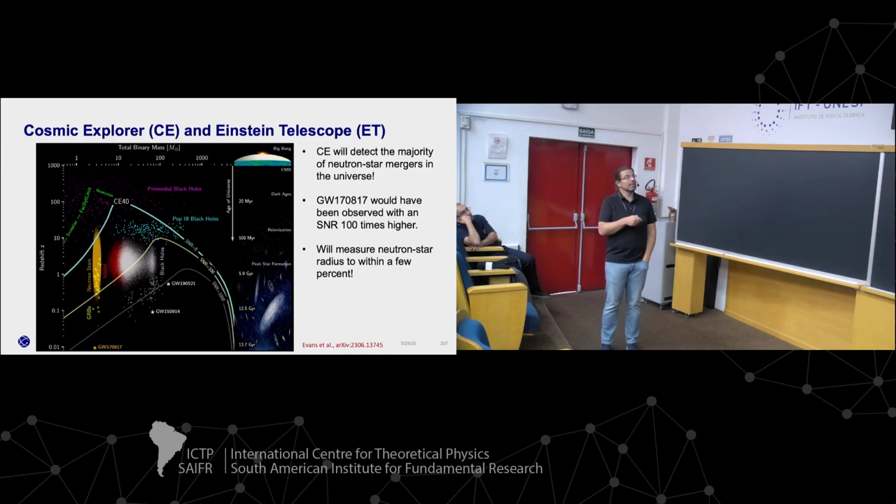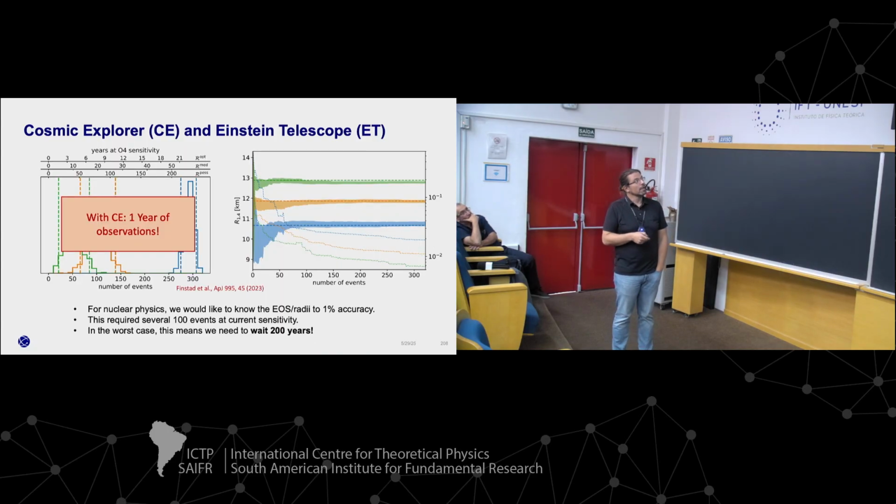So we can look much further out in the universe, and the signals we see will have much larger, much richer information for us. And so if we had Cosmic Explorer, if we want to go to these accuracies, we do this within 1 year, no matter what the scenario is. Within 1 year, we will have all the information we need to pin down the radius of a neutron star to 1% accuracy. So that's extremely impressive. There will be hundreds of events per year that would give us this information.